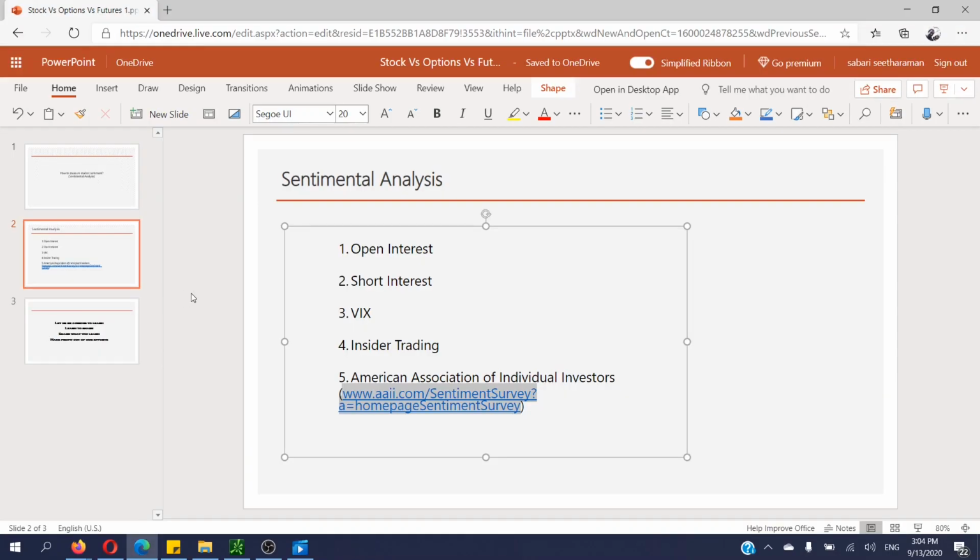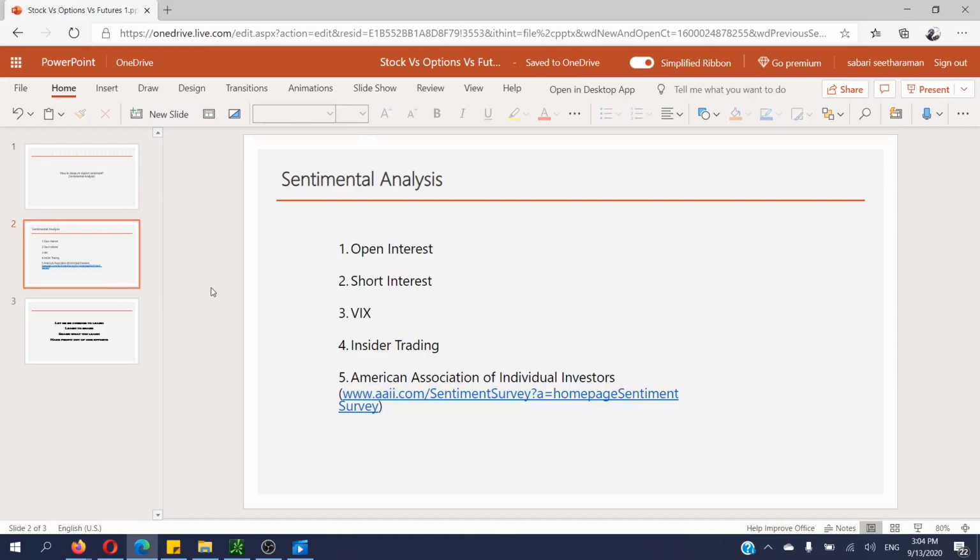Right? So these are the 5 ways. These are not the only 5 ways. There are many more ways to measure the sentiment, but these are the significant 5 options to measure the market sentiment. Hope you get my point.